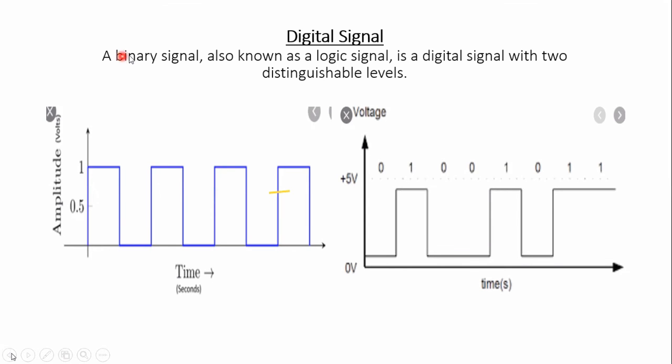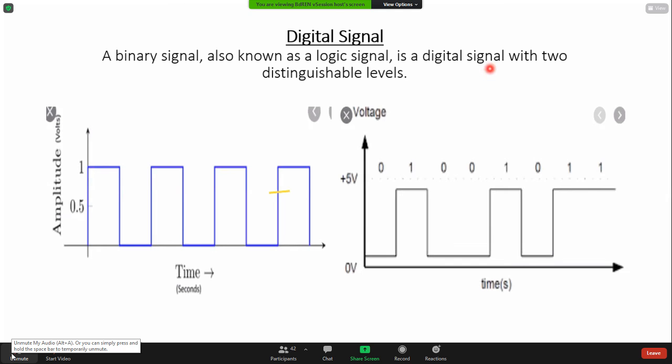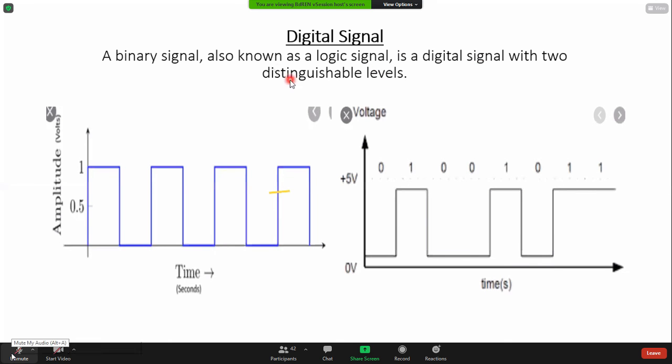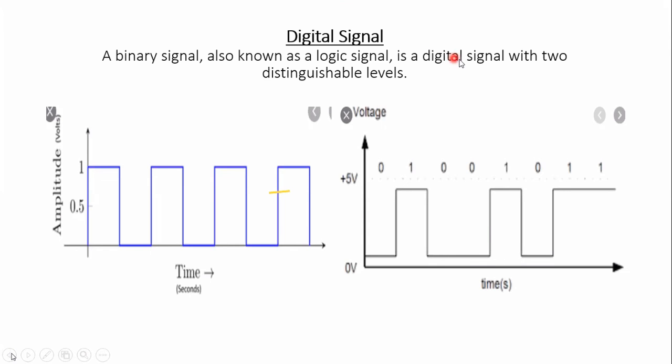Now observe this picture. A binary signal, also known as a logic signal, is a digital signal. So a digital signal has two other different names. Digital signal is also known as a binary signal, also the logical signal. So if I ask you what is a binary signal, can you give the answer? Ma'am, 0 and 1 signal, ma'am. This is not the definition. Okay. So if I ask you the definition for binary signal, logical signal, or digital signal, all the answers will be the same. Okay. Digital signal is known as logical signal, as also the binary signal.